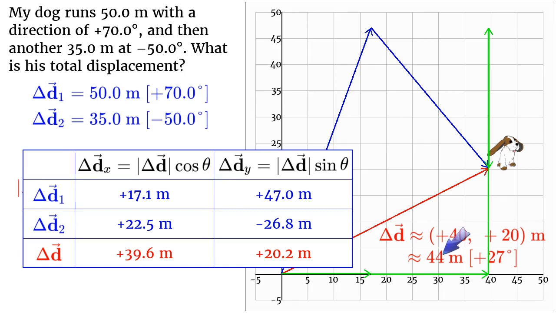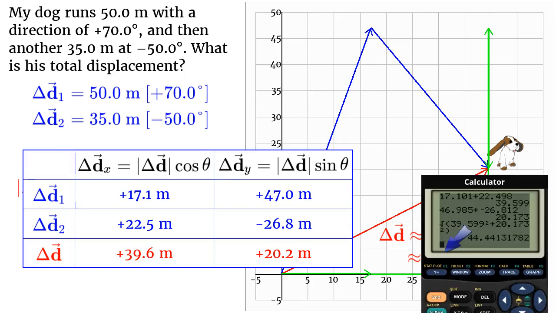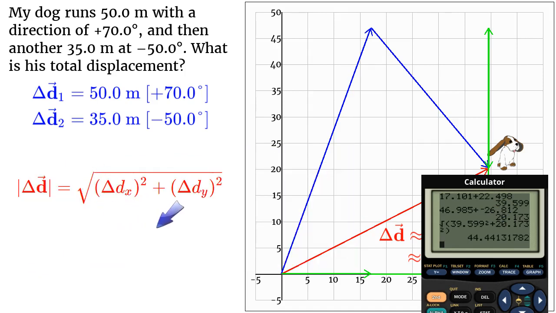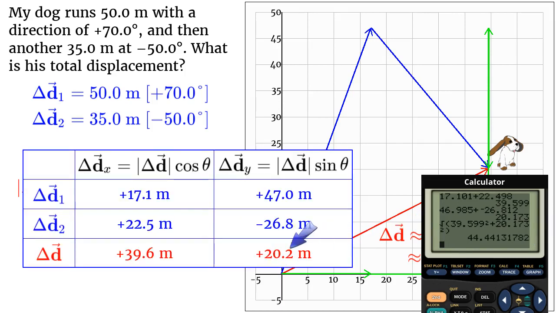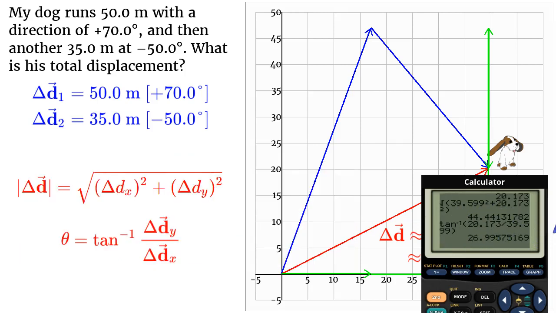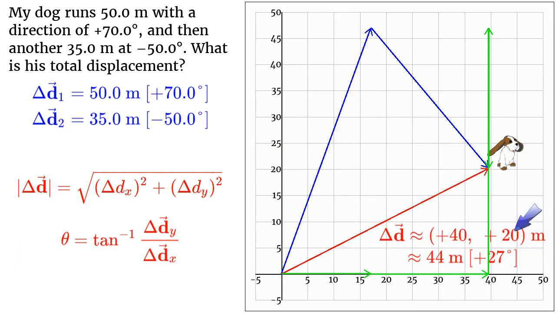You'll also notice that I've been typing in more than 3 significant digits on my calculator. I'm doing this just to make sure that I don't introduce any rounding error into my final answer. To calculate the direction of the displacement vector, we're going to use the inverse tan formula. So we're going to type in the y component, again 20.2 meters, divided by the x component of 39.6 meters, and allow the calculator to figure out the direction for us. Rounded to 3 significant digits, you can see it's 27.0, which is the same angle that we measured with our protractor.